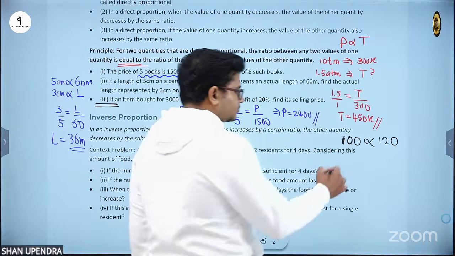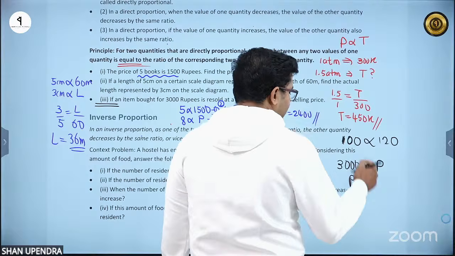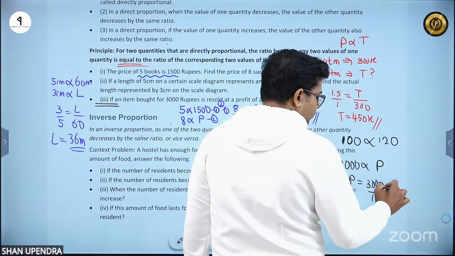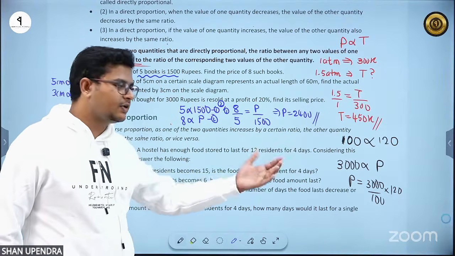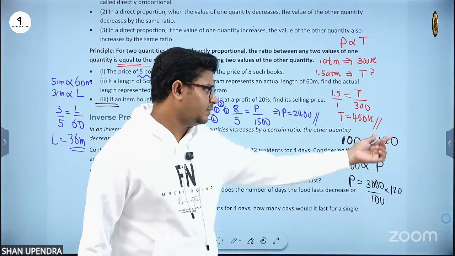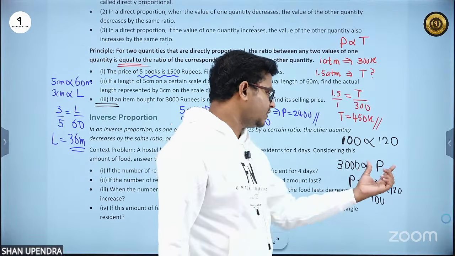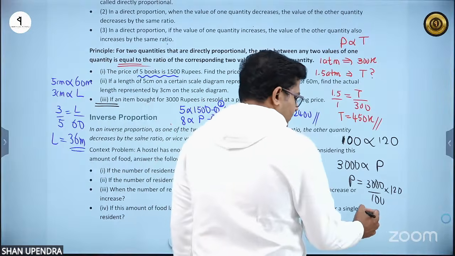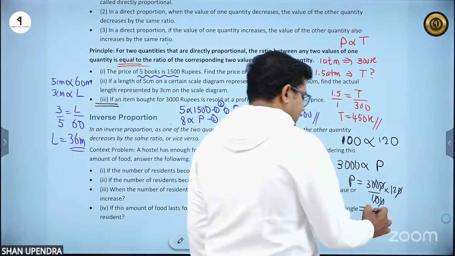For 3,000, what is the final selling price? Then P equals, if you divide those, you can write 3,000 divided by 100 into 120. We do this kind of rough calculation for simple mathematics. If you take 100 and it is 120, then for 3,000, what is the value? Then you can use the direct proportional relationship. Then its value is 300 into 12, 3,600.